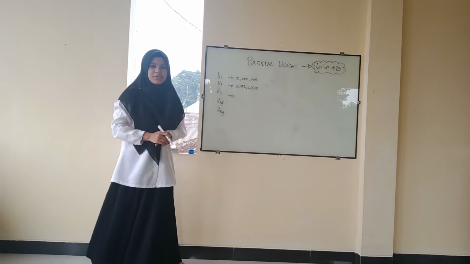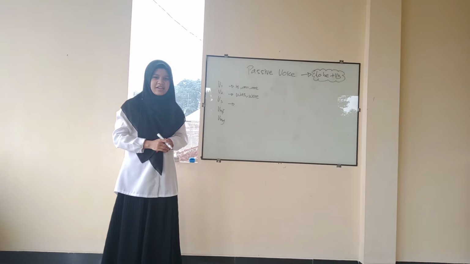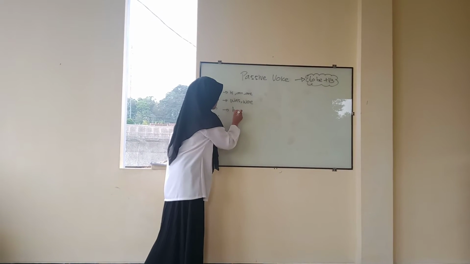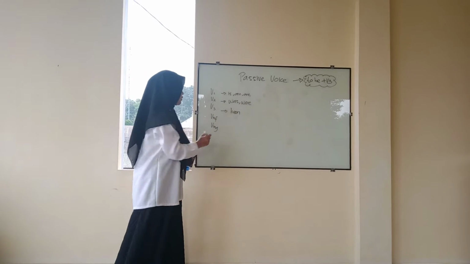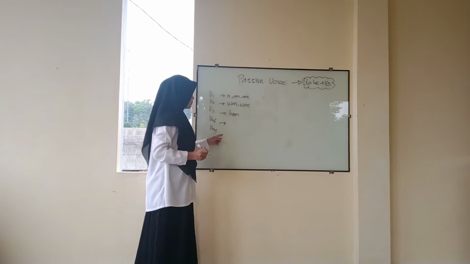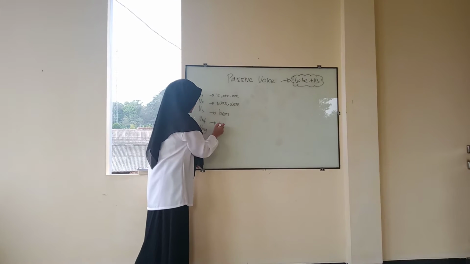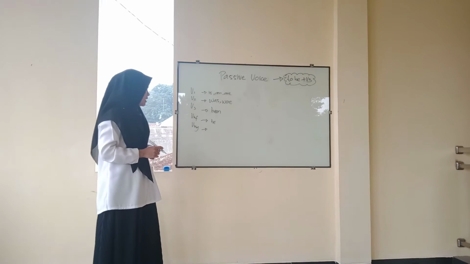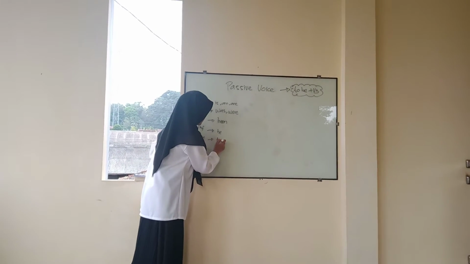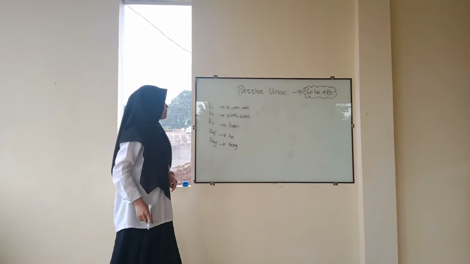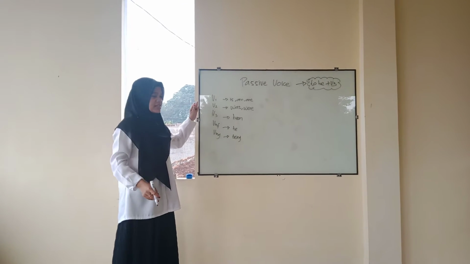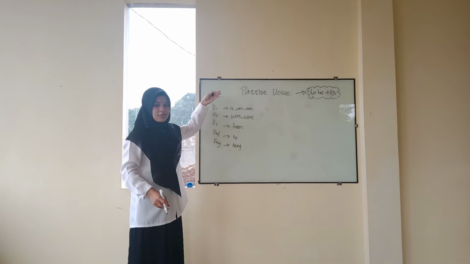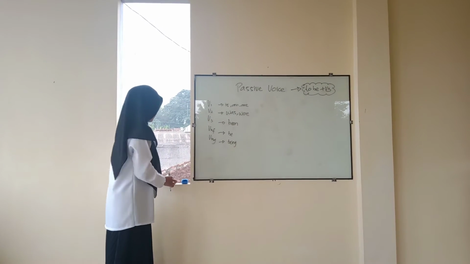For verb 3, do you know? Has, had, no. For verb 3, the to be is been. For verb infinitive, to be is be. And the last one, for verb ing, the to be is being. Okay? Now you must understand this first before we start to make passive voice. Okay?